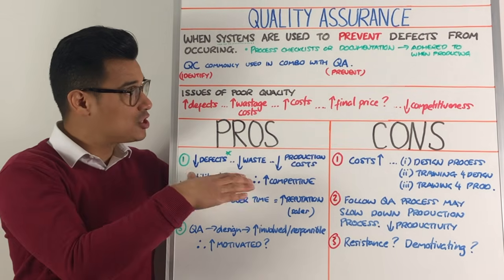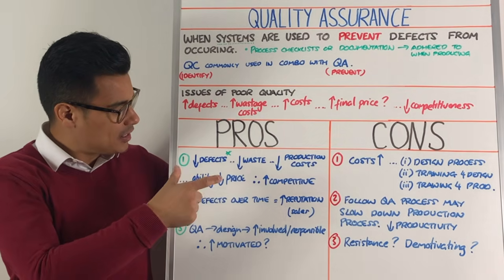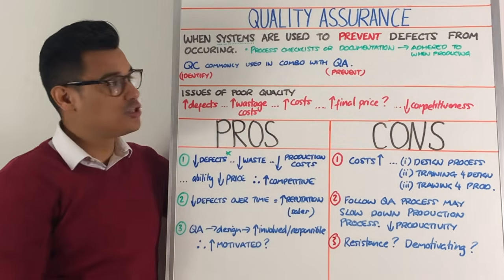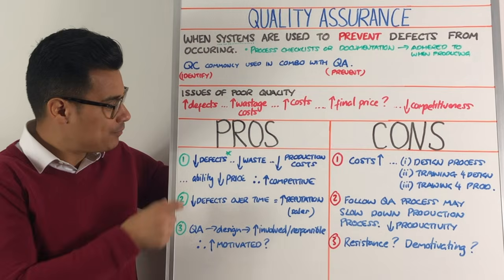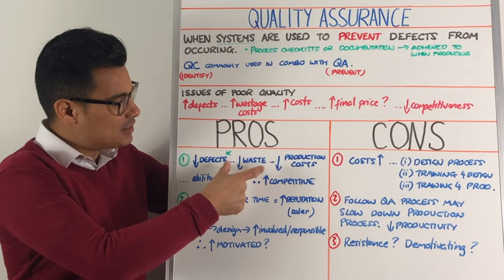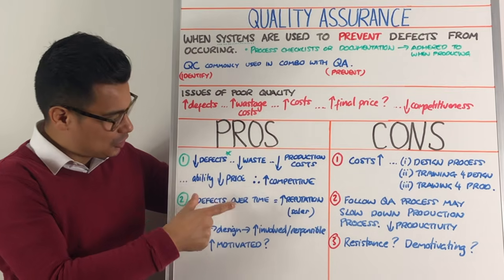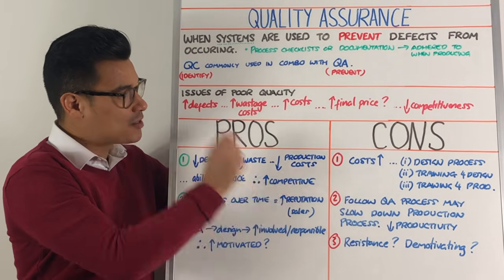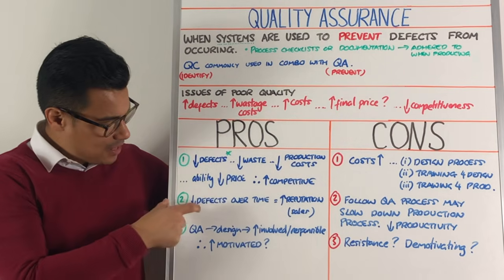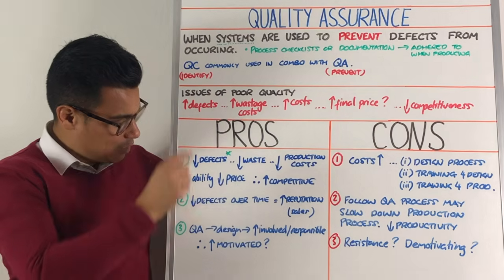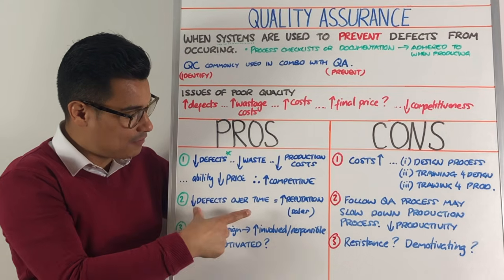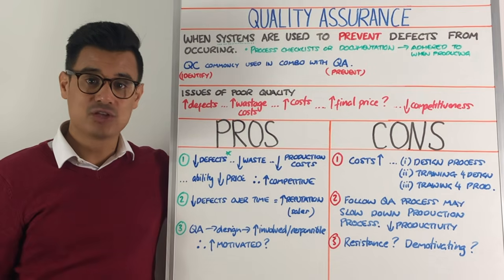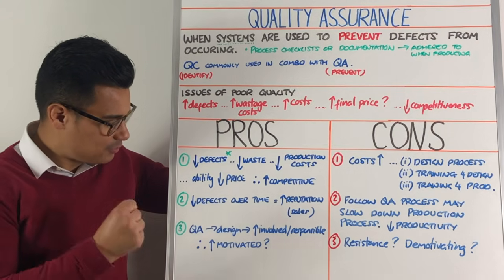Now, there's advantages to QA. The first one is that QA, if you do these process checklists or if you do this documentation and you adhere to it, well, that's going to lead to lower defects. Lower defects, less waste, less production costs, the ability for you to reduce the price and therefore become more competitive. So basically the opposite of that. The second advantage of QA is that you're going to have less defects over time if you follow it, and therefore you're going to improve your reputation and your long-term sales should theoretically increase because you've become a standard for quality.